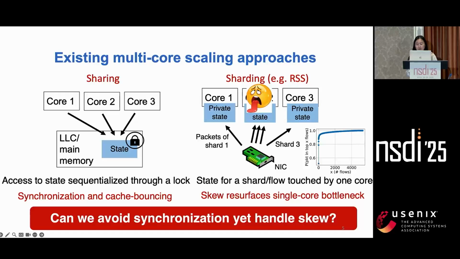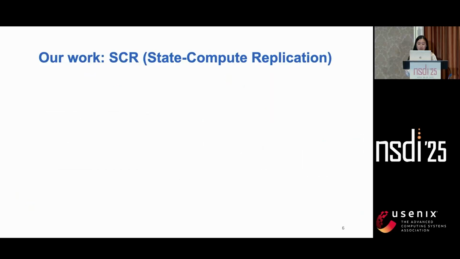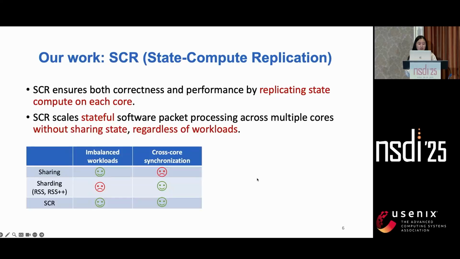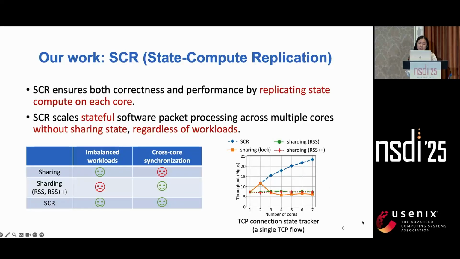There are many other solutions to scale packet processing to improve throughput, but we are very interested in retaining the bulk of processing in general purpose software. The answer is yes. Our work achieves this by replicating the state compute on each core. SCR scales stateful software packet processing across multiple cores without sharing state, regardless of workloads. We even evaluate SCR under a single TCP flow, and SCR is the only approach that can monotonically increase the throughput by using more cores.